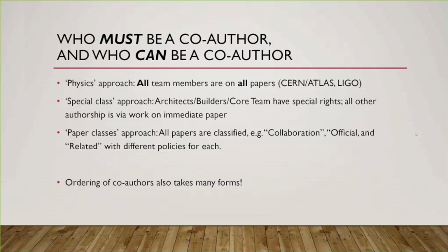And then there's the paper classes approach, where you classify papers into, like, this is a collaboration paper. This is the main paper that we're doing, and therefore this paper has everybody as a co-author. And then maybe there's an official paper which has all of, say, the special people on it, and a few other people, but not others, and then related, which could have anybody you like. The ordering is a whole separate issue, and it gets beyond complex, so I'm not going to try to summarize that here. So next.